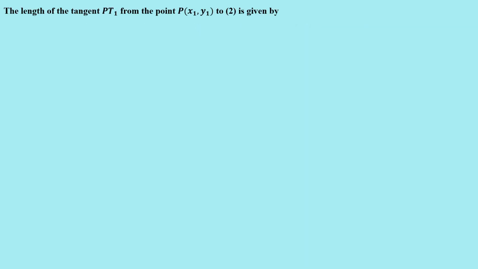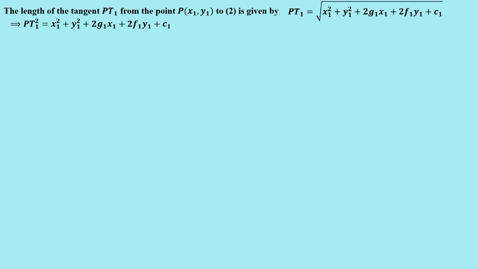Now the length of tangent PT1 from the point P(x1, y1) to circle 2 is PT1 equal to root of x1 square plus y1 square plus 2g1 x1 plus 2f1 y1 plus c1. Squaring both sides, PT1 square is equal to x1 square plus y1 square plus 2g1 x1 plus 2f1 y1 plus c1. That is equation number 5.